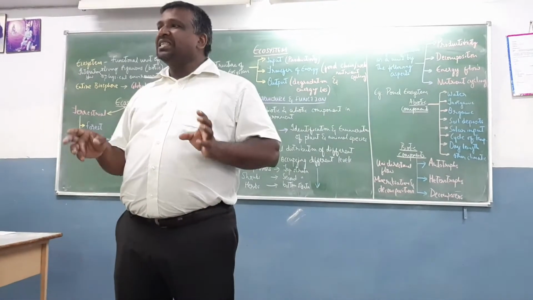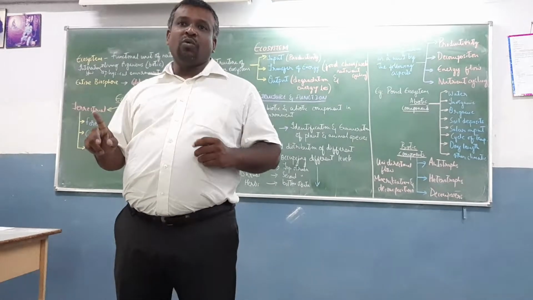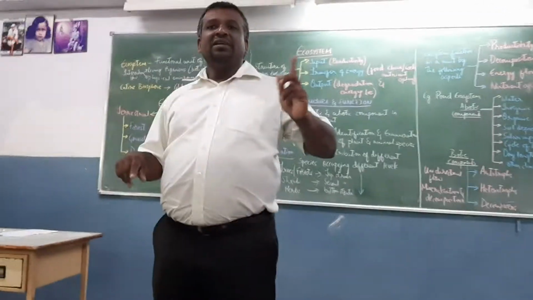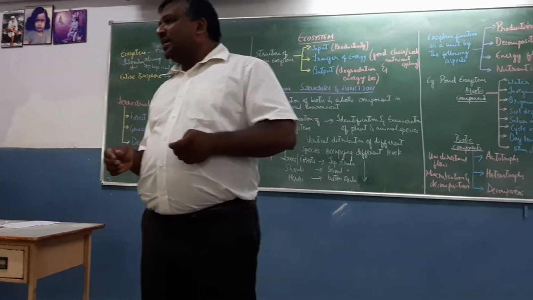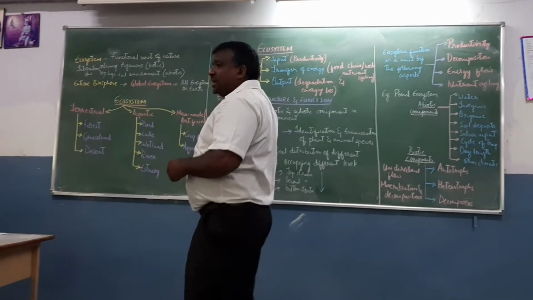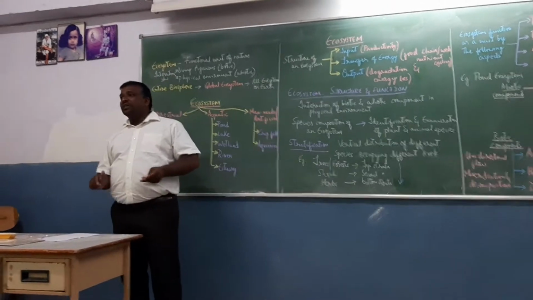So ecosystem is an interaction of abiotic and biotic components. What is it? It's an interaction of abiotic and biotic components. That is what we call an ecosystem. So here I have given it. The functional unit of nature is the ecosystem.